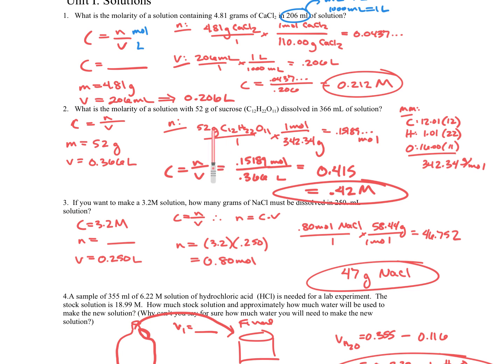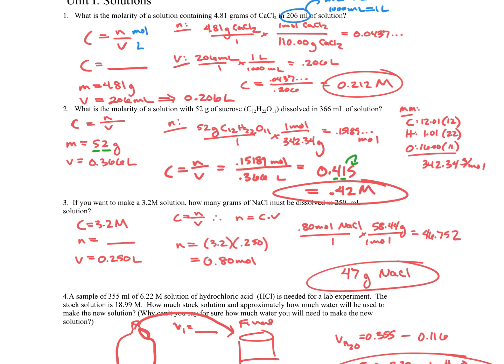So when you take grams divided by the molar mass, you end up with the number of moles. Once you have the number of moles, then you can use it in the concentration equation. Concentration is moles divided by volume, which gives you a final number of 0.415. Because the value from the problem only had 2 significant figures, we should round to the second significant figure, so it is 0.42 molar.